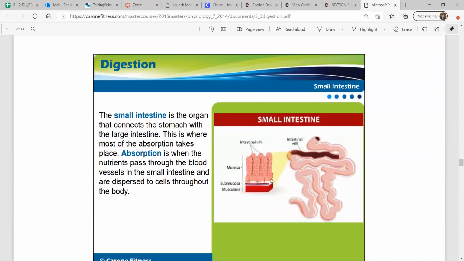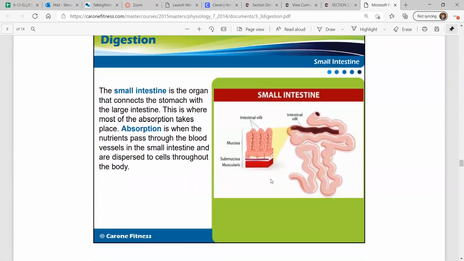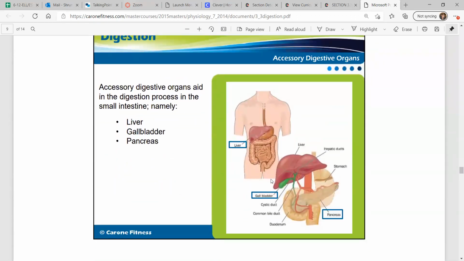I guess that's subjective. The small intestine is the organ that connects the stomach with the large intestine. This is where most of the absorption takes place. Absorption is when nutrients pass through the blood vessels in the small intestine and then are dispersed to cells throughout the body. Accessory digestive organs aid in the digestion process in the small intestine, namely the liver, the gallbladder, and pancreas.